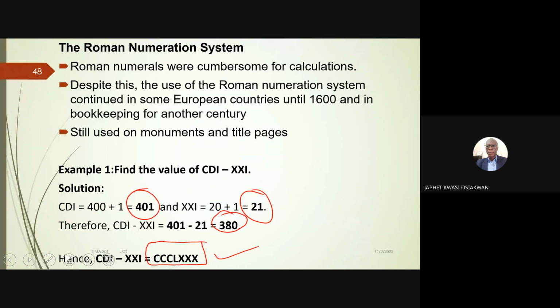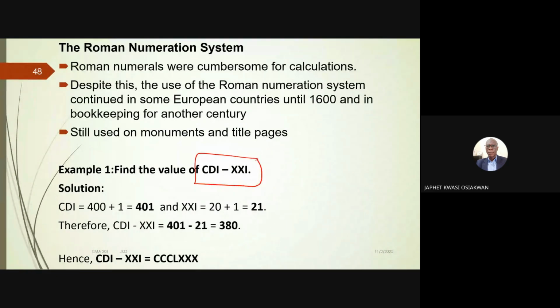Those who know it straight, fine. Me, I don't know it straight. I can't do this without changing it to my own numbers that I understand. So if you know it straight, fine, do it. If you don't, change it to numbers that you are conversant with, do the subtraction, then convert it back to Roman numerals. Any question?